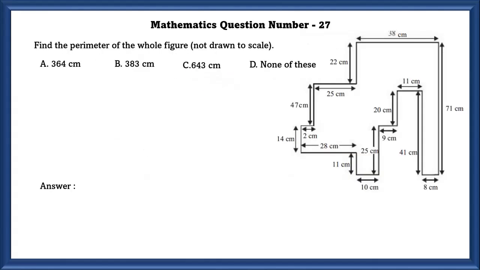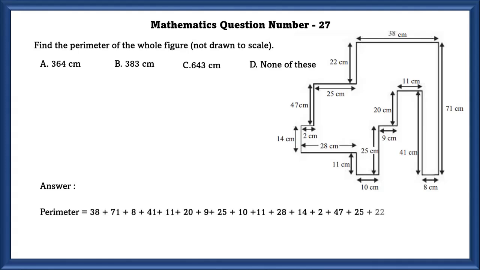Mathematics question number 27. Find the perimeter of the whole figure, not drawn to scale. We don't need to find anything here as they have given everything. We just add the sides of the given figure to find the perimeter. So perimeter is equal to 382 centimeters. So there's no such option as 382 centimeters. So none of these is the correct option.